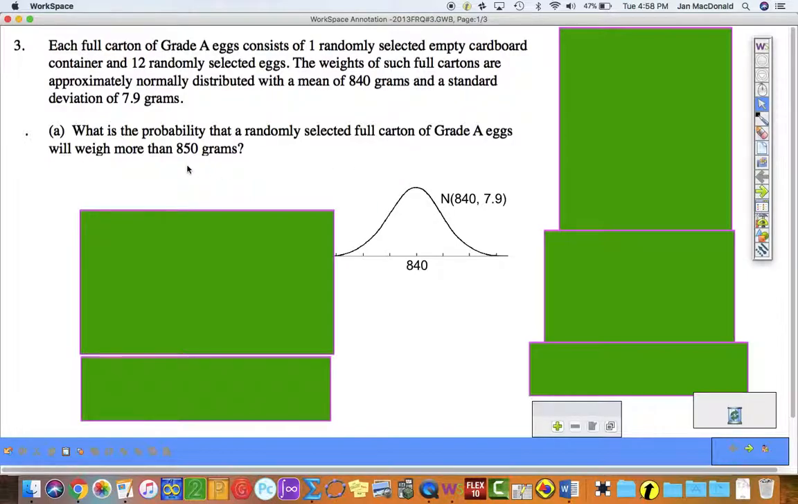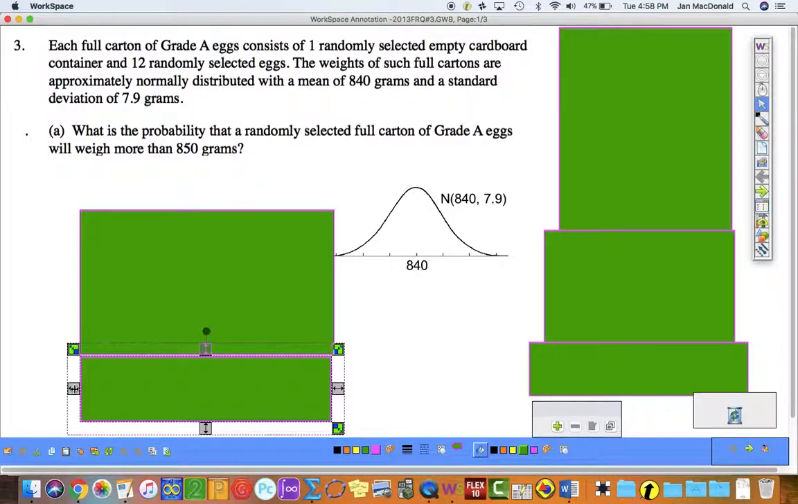Now let's take a look at our question. What is the probability that a randomly selected full carton of grade A eggs will weigh more than 850 grams? Well, 850 is to the right of 840. Well, how far to the right? How far away is 850 from 840? Well, we're going to use our z-score to determine how far away 850 is from 840.